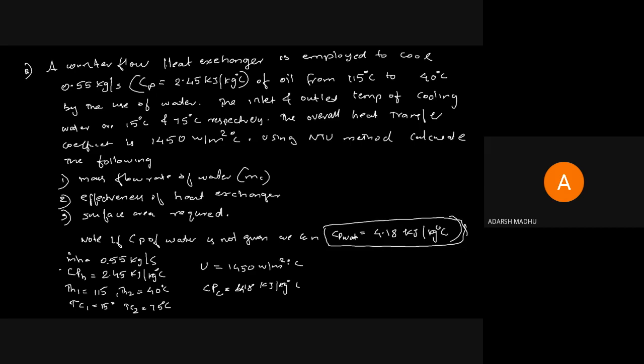So the first question is to find the value of m dot c, the mass flow rate of water. We know that q equals m dot h Cph (Th1 minus Th2) equals m dot c Cpc (Tc2 minus Tc1), right? It's a very important relation. We use this equation in about 80% of problems.